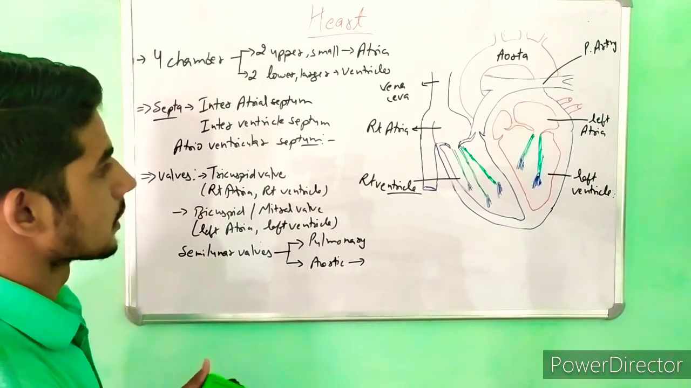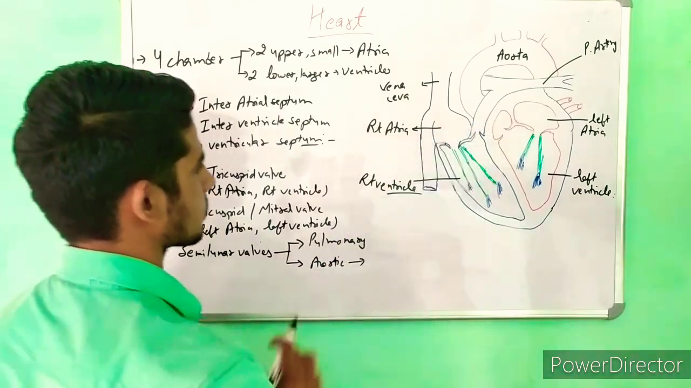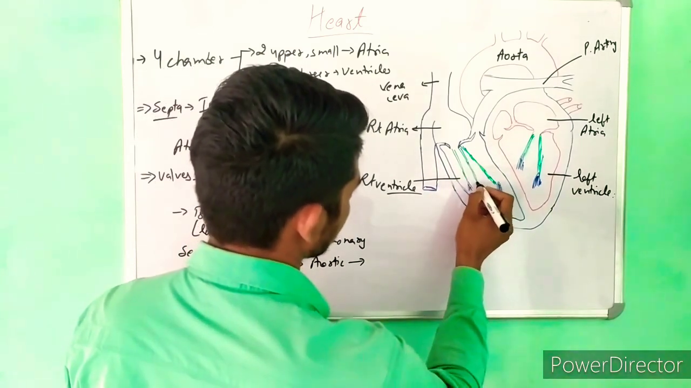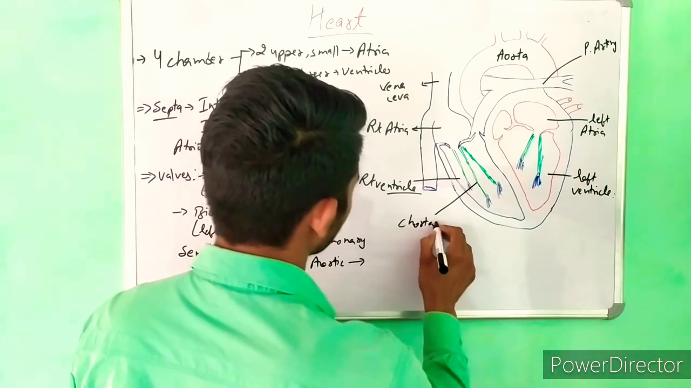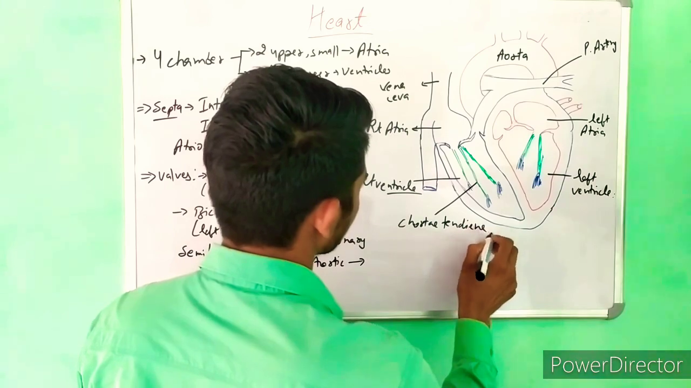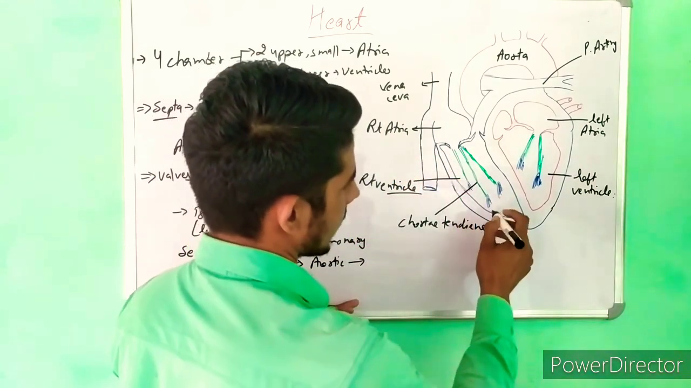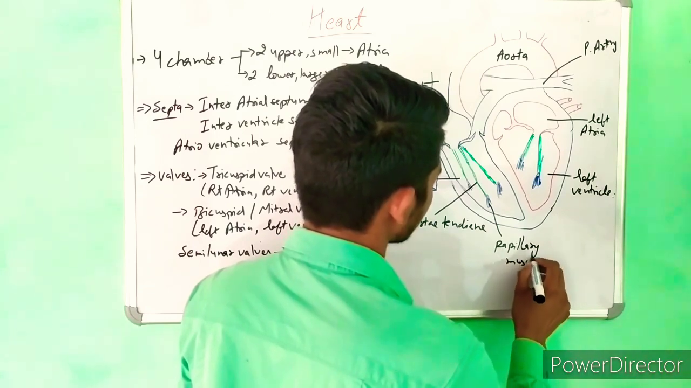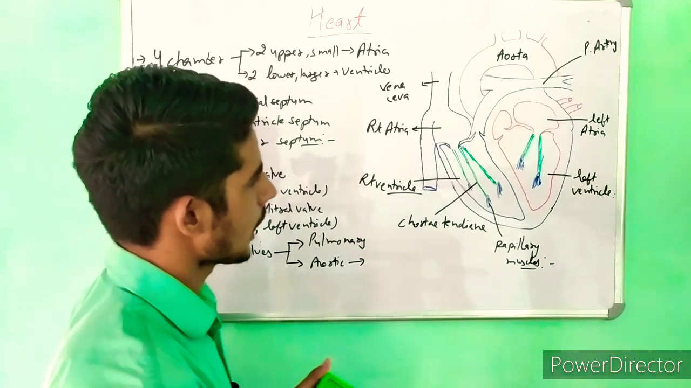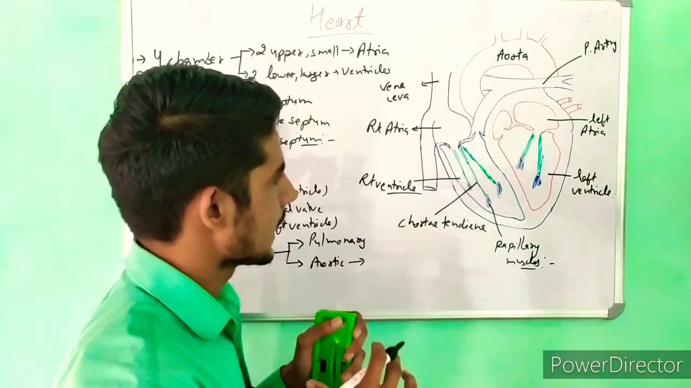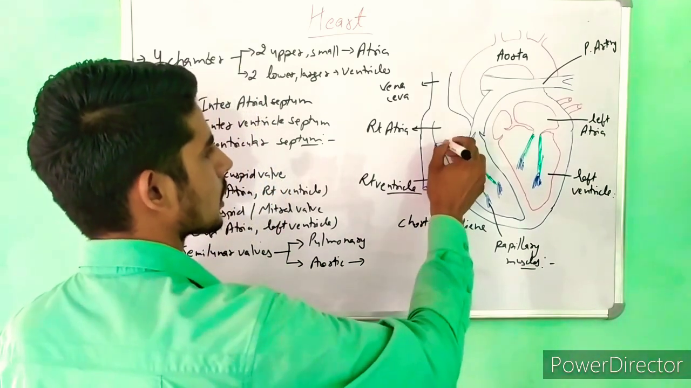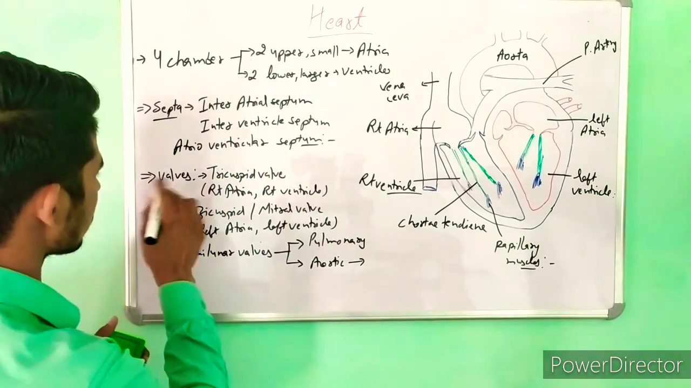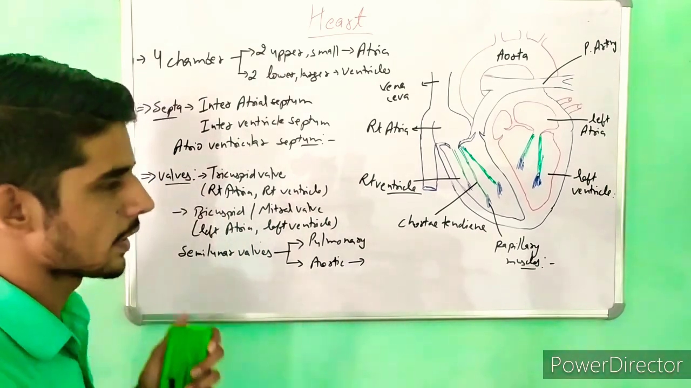And these cusps, bicuspid or tricuspid cusps, are attached to some threads called chordae tendineae. Their other end is attached to the papillary muscles of the ventricle. These chordae tendineae fibers help the cusps to stay in their position during pumping, so they do not give backward motion and prevent the backflow of the blood. And all these valves have a single purpose, to prevent the backflow of the blood.